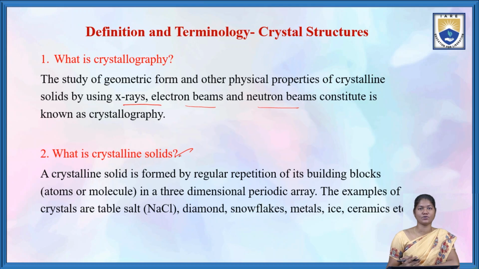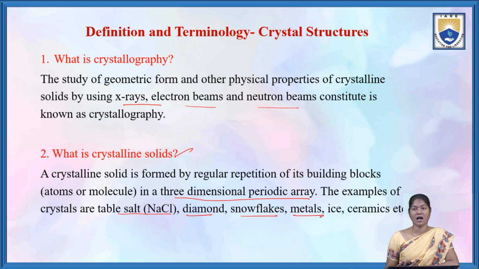What is a crystalline solid? A crystalline solid is formed by a regular repetition of its building blocks, that is atoms or molecules, in a three-dimensional periodic array. Examples of crystals are table salt, that is sodium chloride, diamond, snowflakes, metals, ice, etc.